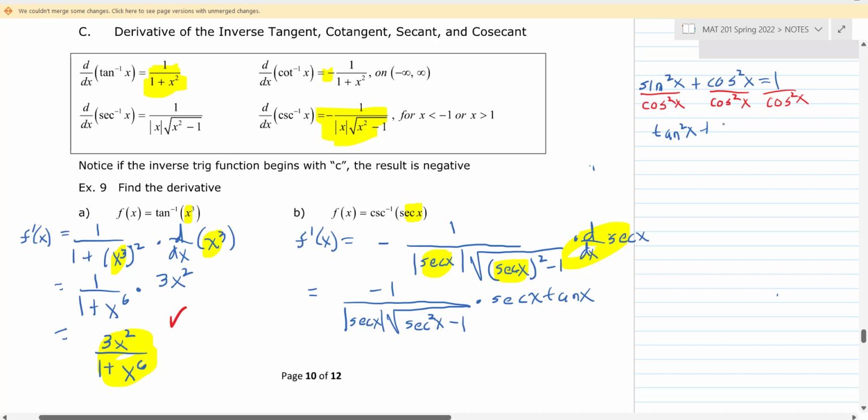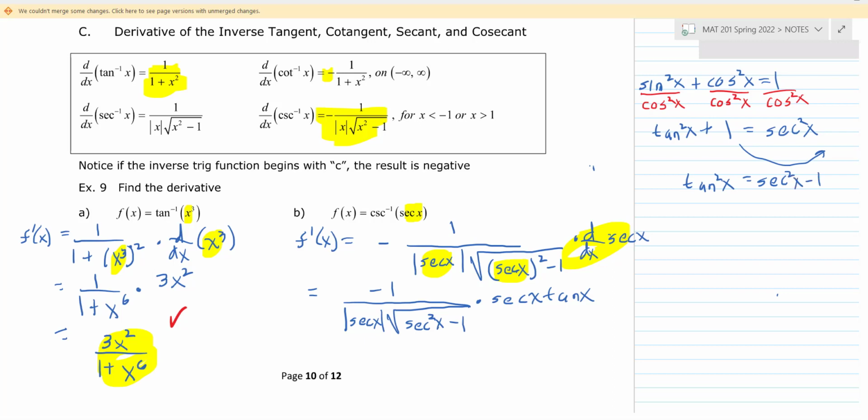Okay, cosine over cosine is 1, and 1 over cosine is secant squared x. So what we could do is rearrange this. If I move the 1 over here, then I get tangent squared x equals secant squared x minus 1. Notice that's what pops up right here. So we can replace that with a tangent squared, and then simplify a little bit.